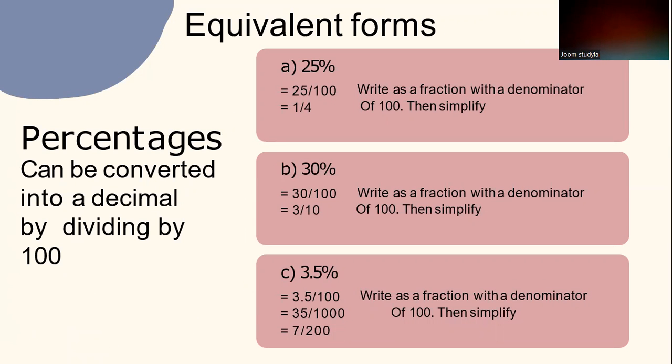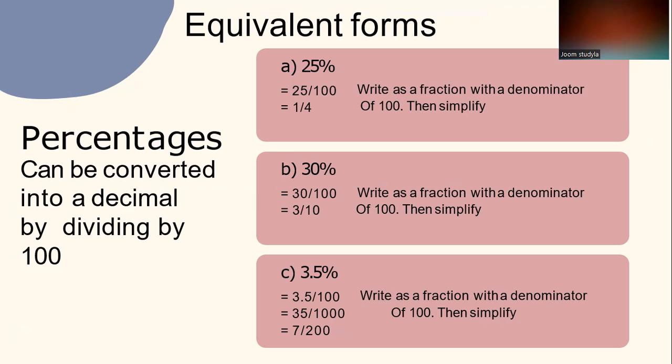And finally, let's look into some of the example regarding percentage, which can be converted into a decimal by dividing by 100. Okay, percentage. Percentage is a fraction with a denominator of 100. And the symbol used to represent percentage is %.